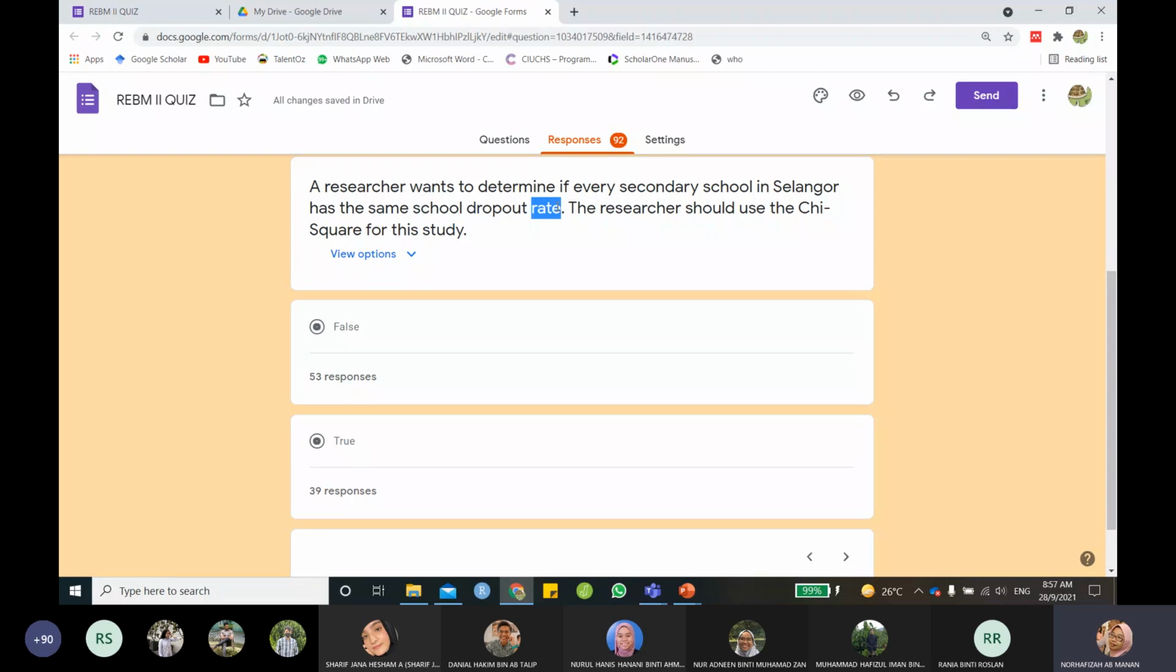So rate here is how many students drop out and how many students do not drop out, and then from that number we can get a rate. Same goes for any variable that has only two categories like this, yes or no. This is not a mean, so that's why the answer is chi-square. Okay.